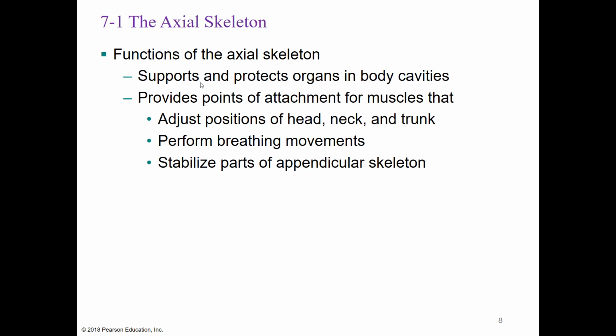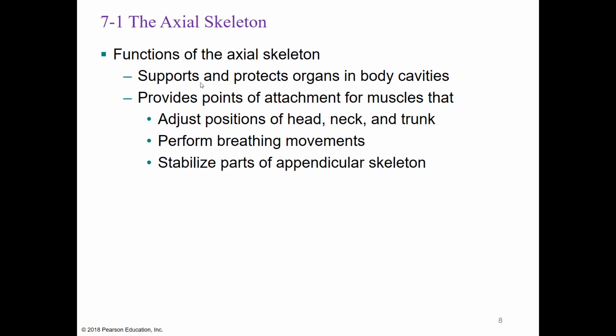And the functions of your axial skeleton is to support and protect the organs in your body cavities. They're also going to be great points of attachment for muscles that are going to help to stabilize your head, neck, and trunk. They help you to breathe because we've got some connected to the rib cage. And they're going to stabilize parts of the other part of the skeleton called the appendicular.